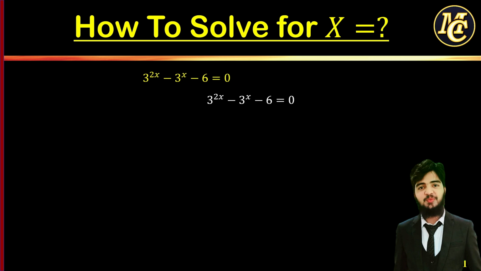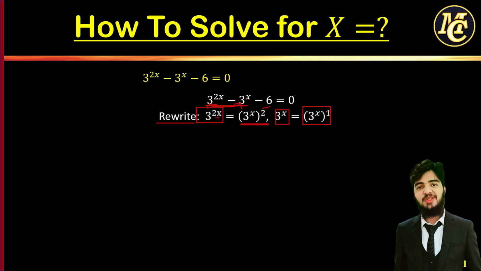So the first thing we need to do is to identify a common base for the exponential terms. In this case, we can see that both terms have a base of 3. Now we can use the exponent rules to simplify the equation. We can rewrite 3 raised to power 2x as (3 raised to power x) whole raised to power 2, and 3 raised to power x as (3 raised to power x) whole raised to power 1.